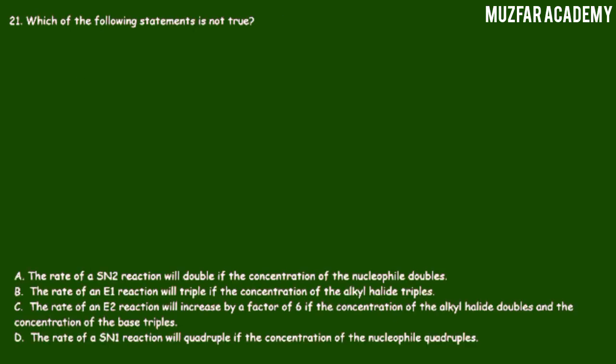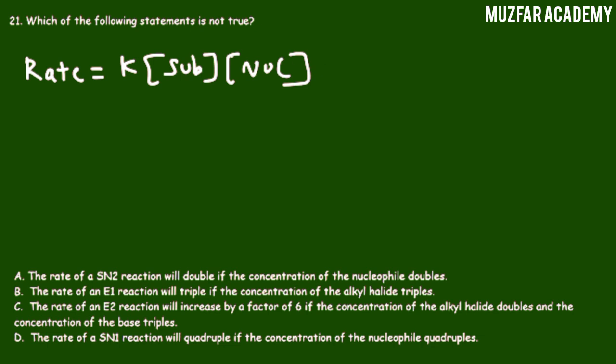21. Which of the following statements is not true? The rate of an SN2 reaction will double if the concentration of the nucleophile doubles. Is that true or false? We know the rate law expression for an SN2 reaction is that the rate depends on the concentration of the substrate and the concentration of the nucleophile. And this is raised to the first power.